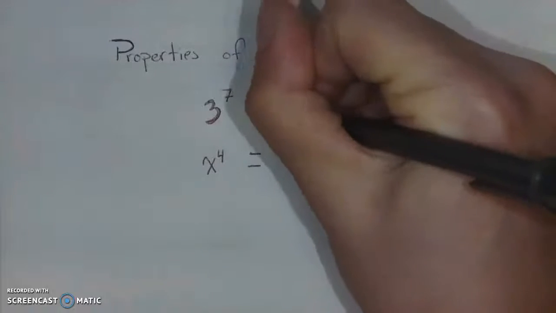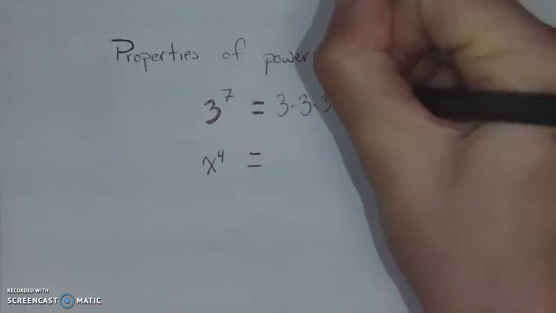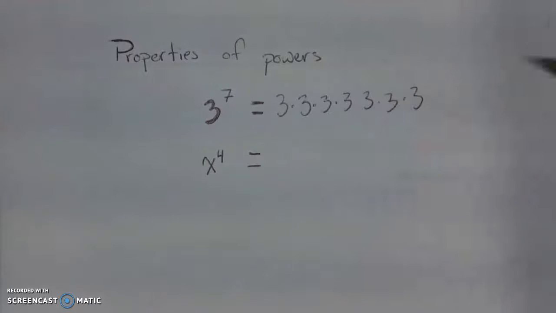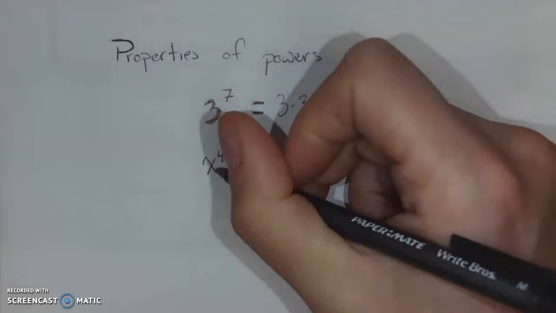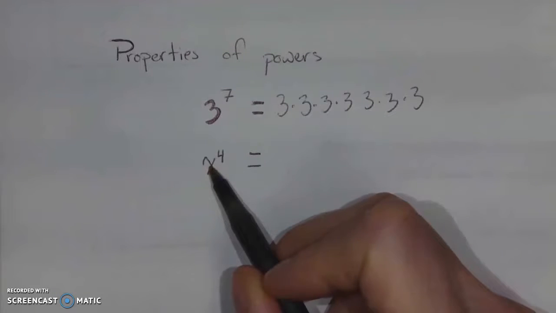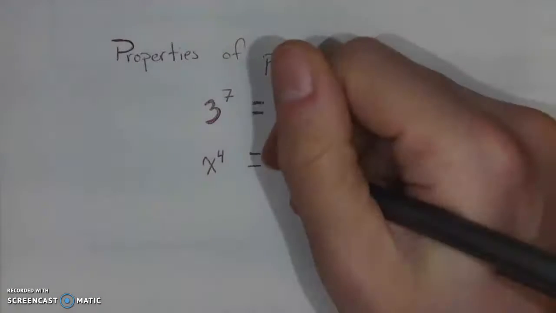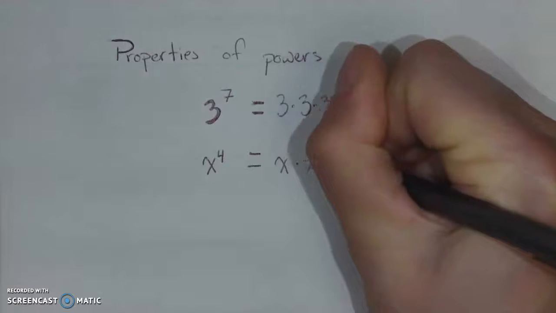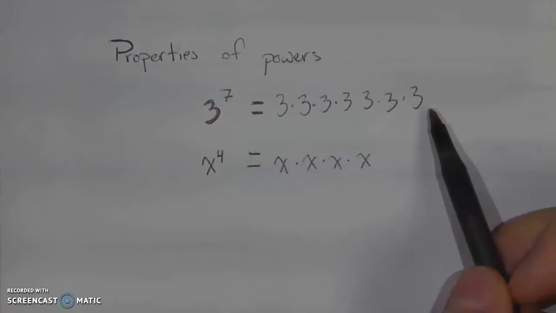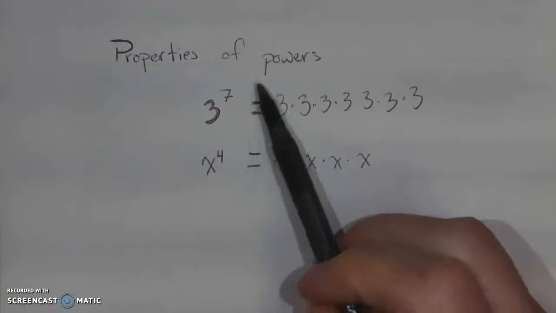So you could rewrite this as 3 times 3 times 3 times 3 times 3 times 3, and we've got 6, one more. There we go. 3 times 3 times 3 times 3 times 3 times 3 times 3 is going to give us 3 to the 7th. Same thing with things like x to the 4th. All this means is we're going to take x and multiply it by itself 4 times. 1, 2, 3, 4. Now the reason why they're doing this is that writing it out can take a very, very long time. This is really, really quick.